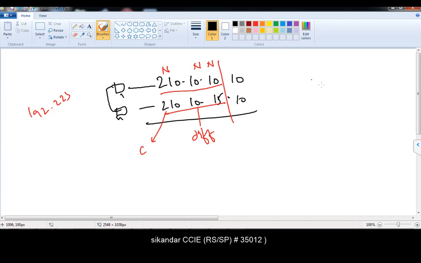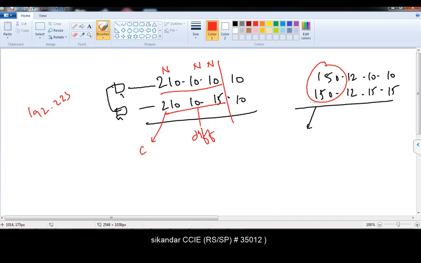Similarly, if I take one more example, 150.12.10.10 is one device, and another device is 150.12.15.15. Now the question is same. Do they belong to the same network? Will they be able to communicate? The answer is yes, because 150 comes in the B class. In the B class there are two network portions and two host portions. In order to be in the same network, the network portion should be same. In this case, they are on the same network and they will communicate with each other without any problem.